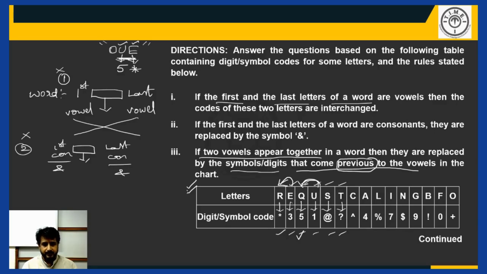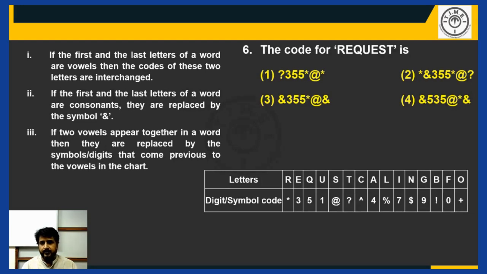I hope you are clear. If two vowels appear together in a word, then they are replaced by the symbols or digits that come previous to those vowels. That means the letter before U and the letter before E in this chart, not according to the English alphabet. It is according to this chart. Okay? Now let's go to the questions. I hope you are clear with the conditions. What is the given word? Request. Now let us try to apply the rule.